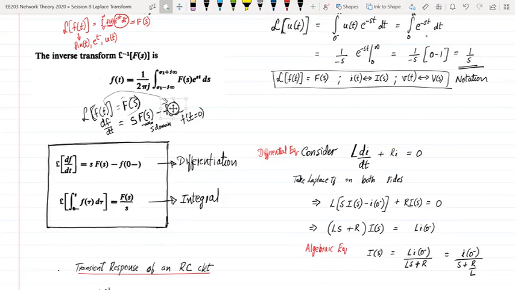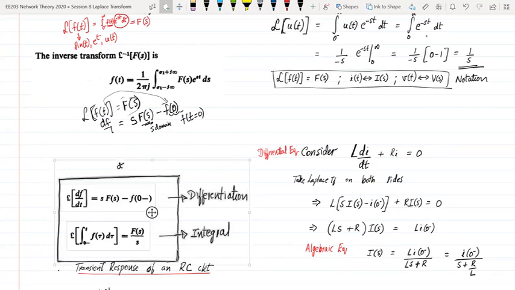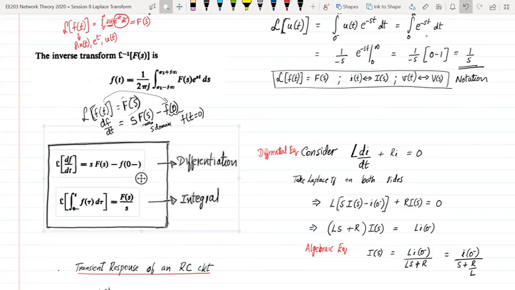The reason why I have highlighted differentiation and integration here specifically is that you don't have to work through it much. Whenever you see an inductor or a capacitor, if you see an inductor, then you will expect to see the voltage is L di by dt. So you'll get di by dt. If there is a capacitor, then you will see 1 over c integral i dt. So there you will find an integral equation.